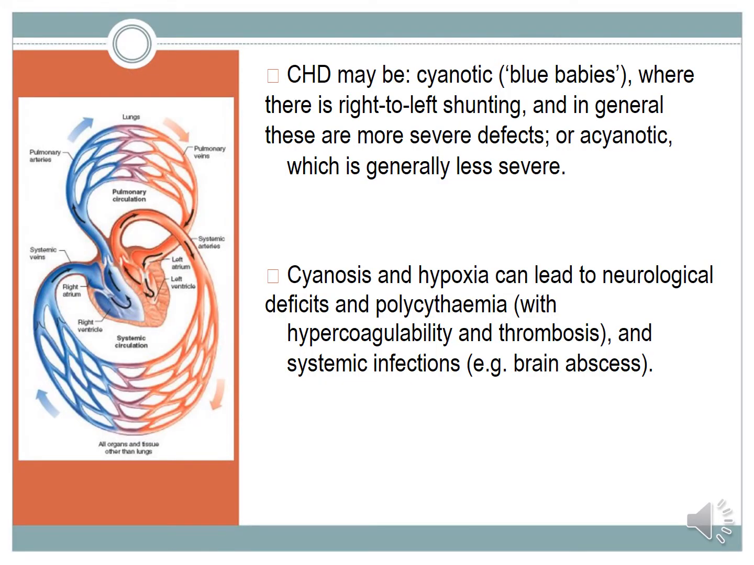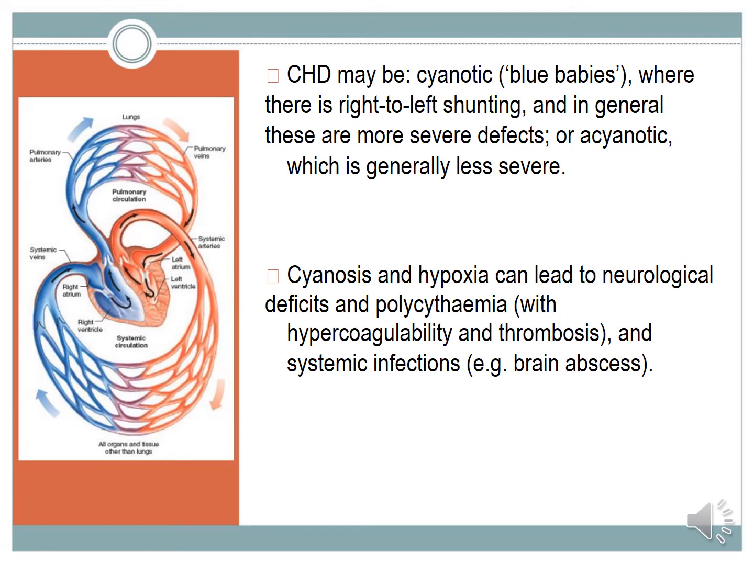The heart disease can be cyanotic or acyanotic. Cyanotic means there is right to left shunting, and in general these are more severe defects, and the other one is acyanotic, which is less severe. Cyanosis and hypoxia can lead to neurological deficits and polycythemia and other systemic infections.